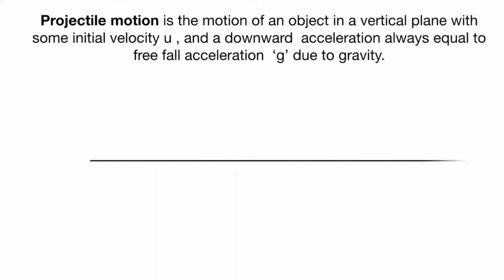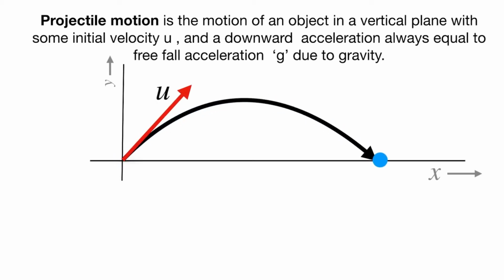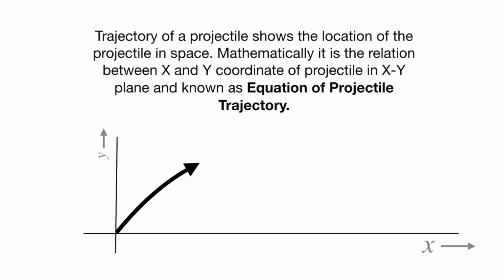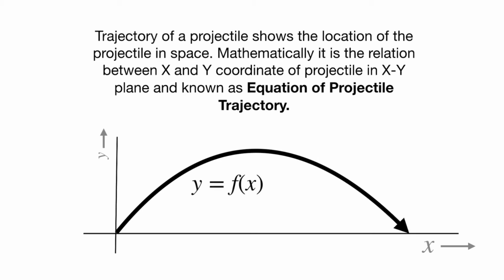Projectile motion is the motion of an object in a vertical plane with some initial velocity u and under the influence of gravity. So the object is under the influence of acceleration which is equal to the free fall acceleration g due to gravity. This object which is projected is known as the projectile, and the path followed by it is known as the trajectory of the projectile. This trajectory shows the location of the projectile in space, and mathematically it is the relation between x and y coordinates, and this relation is known as the equation of projectile trajectory.